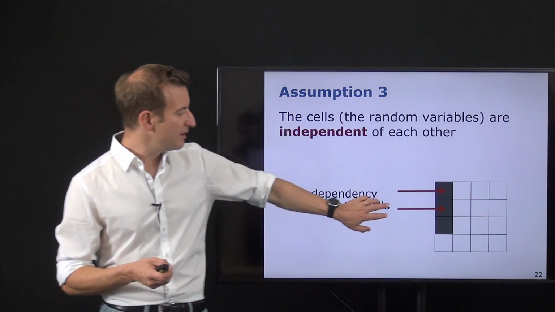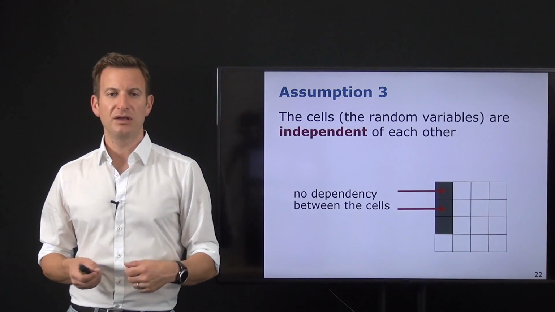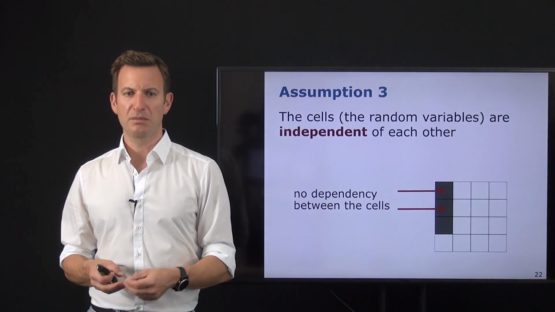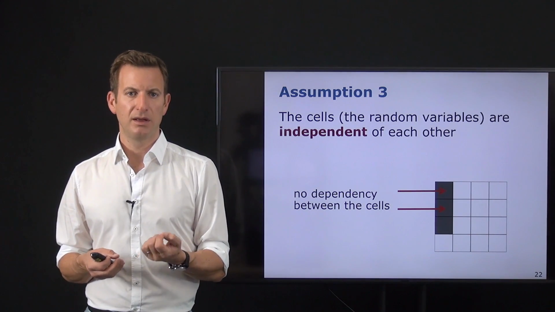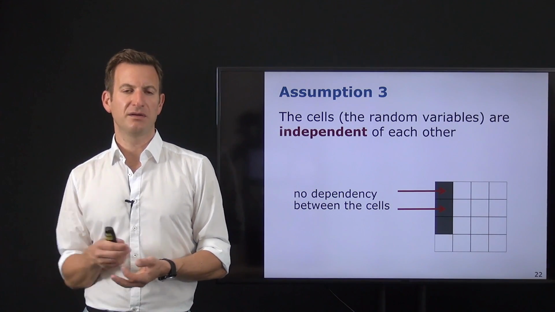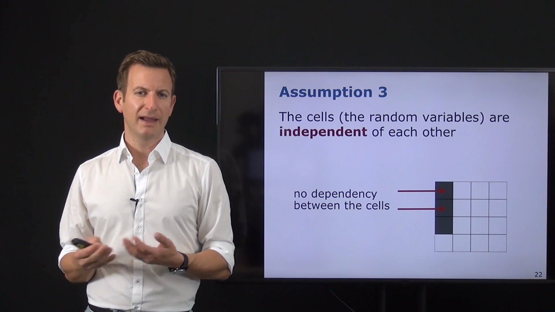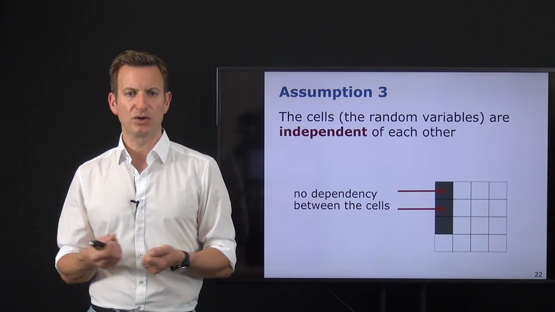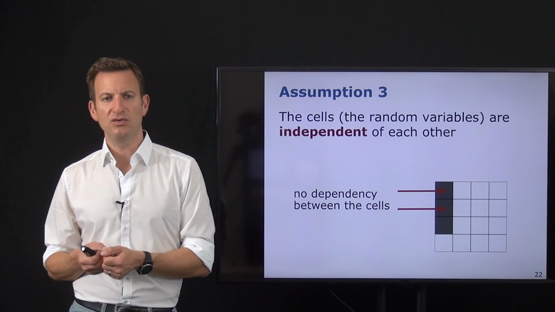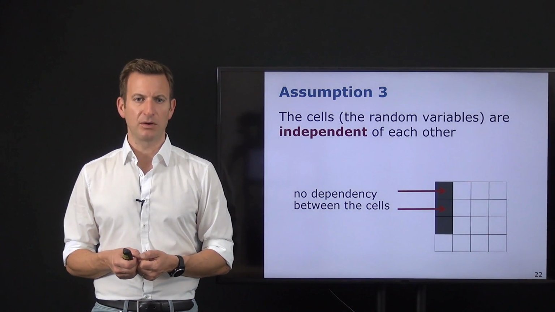So there's no dependency between those cells. If I know the occupancy probability or the occupancy of one cell, it doesn't help me to estimate how the neighboring cell looks like. Again, we can argue whether this assumption is valid or not. The reason why we're using it is because it dramatically simplifies my model.